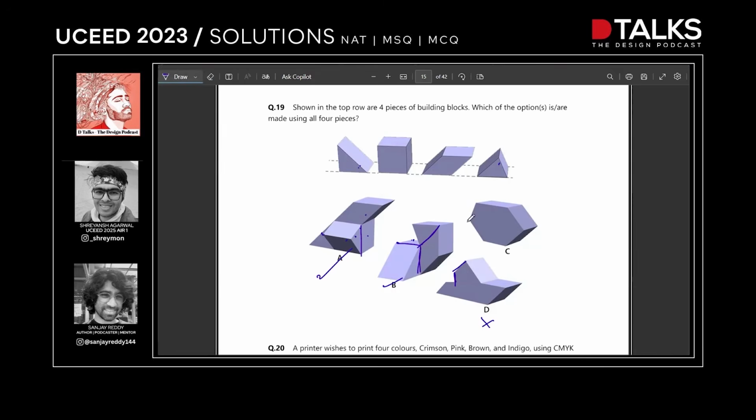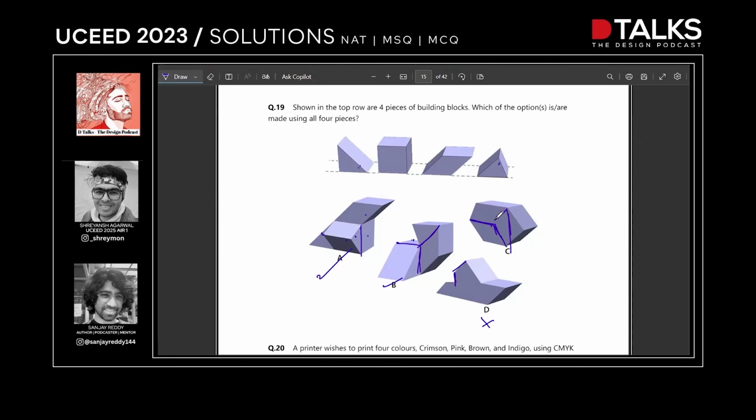Option C. People get confused in option C. Let's try to find it. I think it's something like this. It's the square here. It's a zoomed out version of it, so you're going to have to make it smaller than the rest.